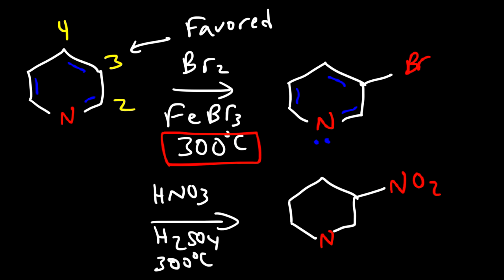And so that's what you need to know with regards to the electrophilic aromatic substitution reactions with pyridine. Just make sure to put the electrophile on position 3.